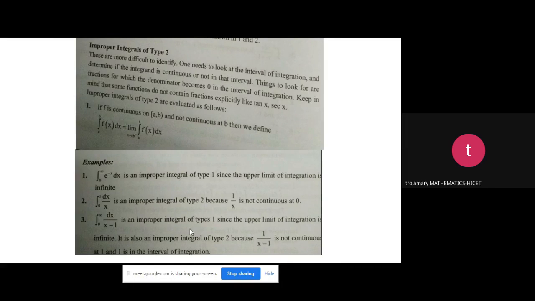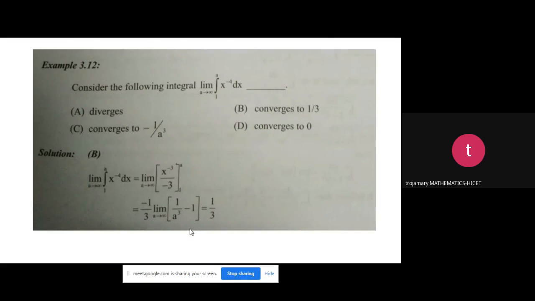Examples of improper integrals: integral 0 to infinity e power minus x dx is an improper integral. Then integral 0 to 1 dx by x is also an improper integral, because here 0 to 1 is a finite limit, but the function 1 by x is not continuous. Then integral 0 to infinity dx by (x minus 1) is an improper integral because the limit is infinite. These are some examples of improper integrals.